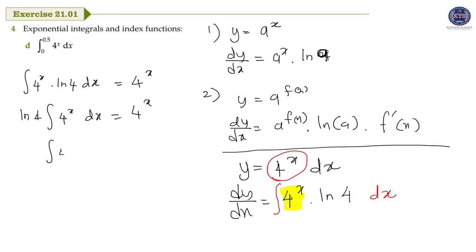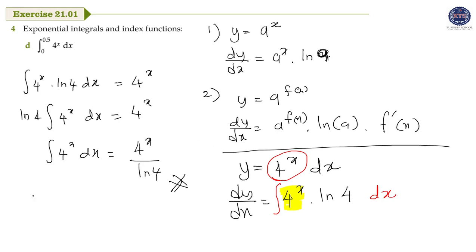Okay, now kita nak integrate 4^x dx sahaja. So what happen dengan this ln 4? So put at the right hand side. So multiply become divide. So 4^x over ln 4. Okay, so therefore this is the answer for integration of 4^x.